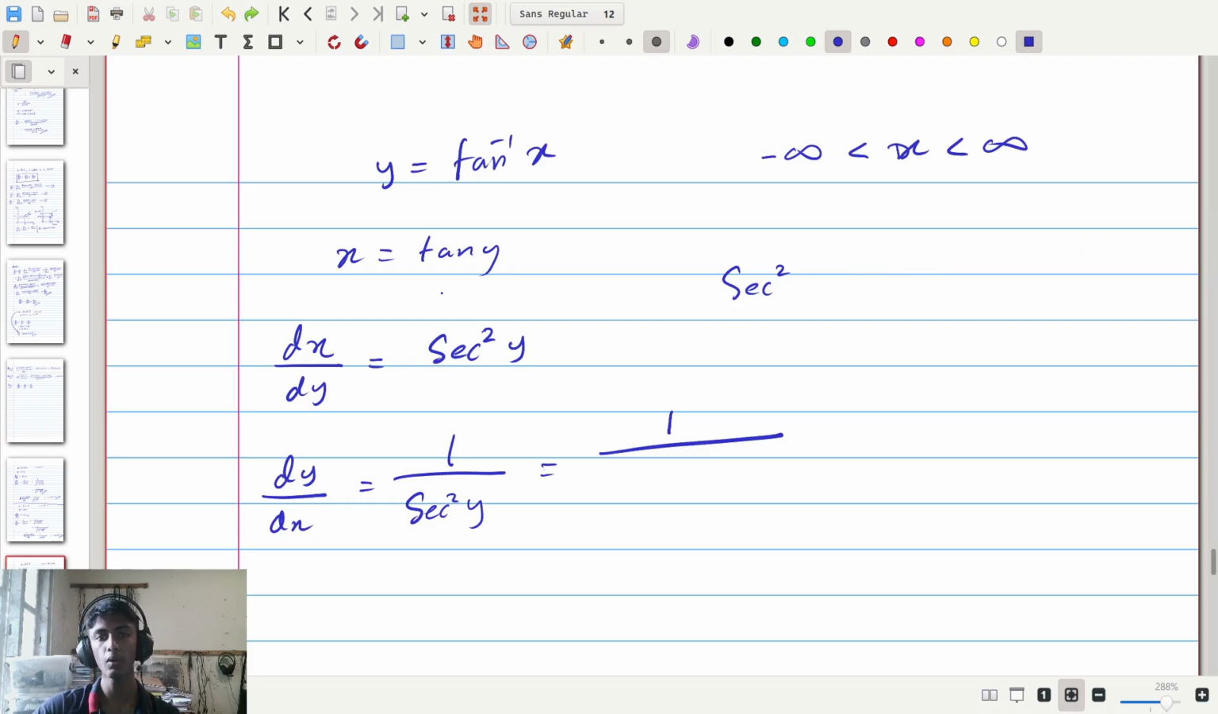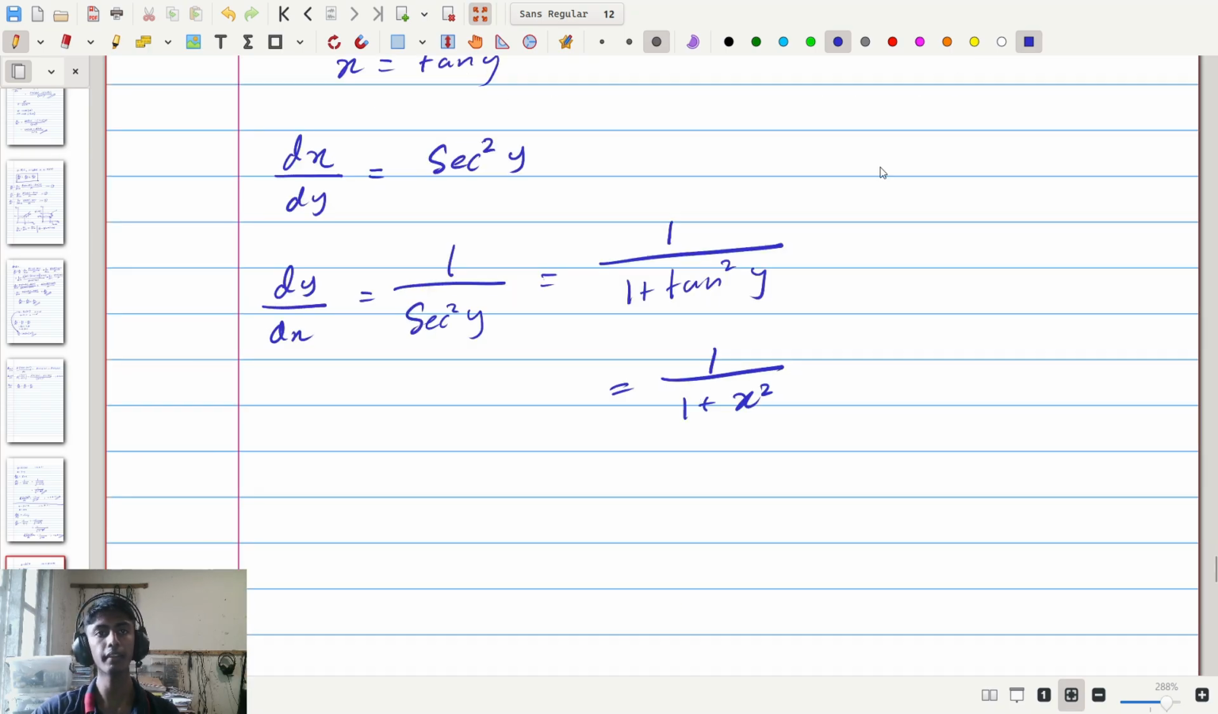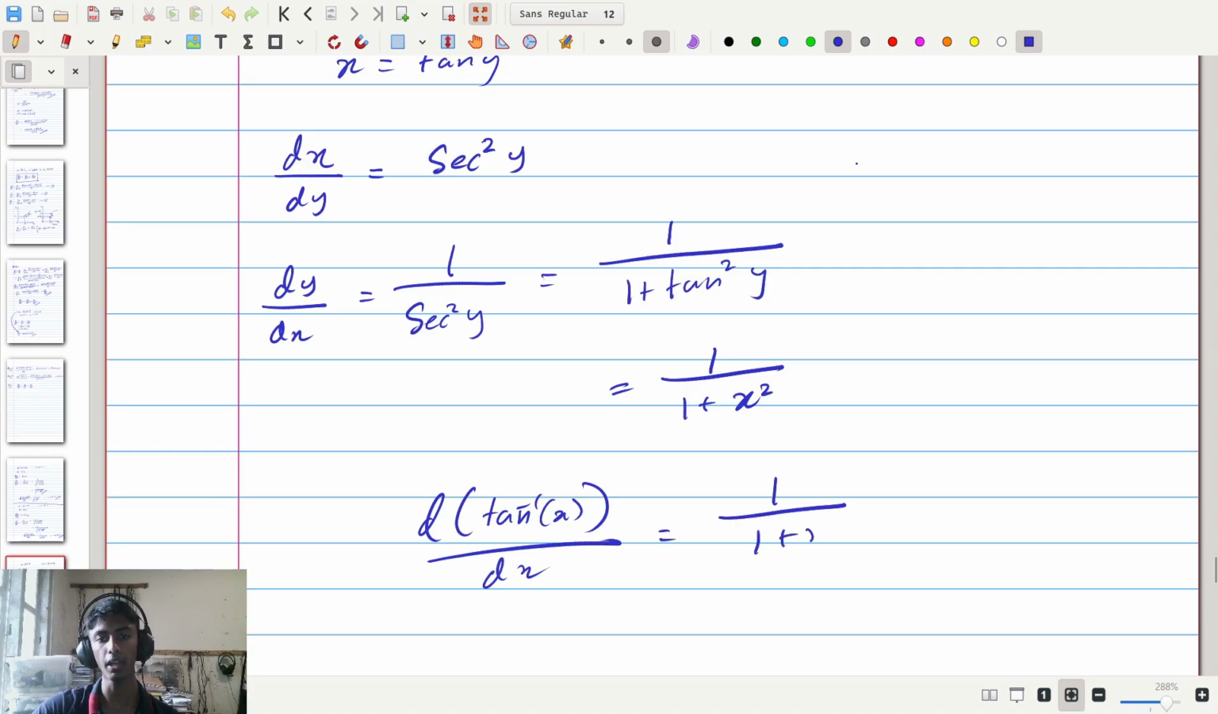Substituting that into here, what we have is 1 plus the tan squared of that value, which in this case is y. So here we have 1 divided by 1 plus the tan squared of y. Now for the final statement, what we're going to do is substitute tan y as x. Doing that, what we get is 1 divided by 1 plus x squared. Therefore, the derivative of tan inverse x, i.e. d tan inverse x by dx, is equal to 1 divided by 1 plus x squared.